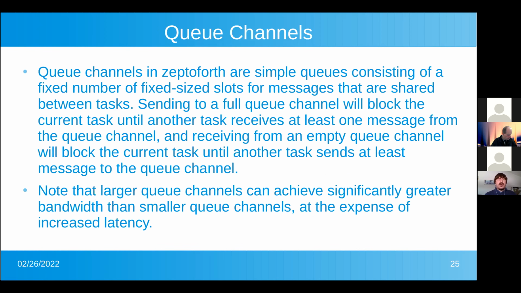Queue channels are simple queues containing a fixed number of fixed size slots for messages that are shared between tasks. Sending to a full queue channel will block the current task until another task receives at least one message. Receiving from an empty queue channel will block the current task until another task sends at least one message to the queue channel. Note that you generally want queue channels as large as possible if you care about bandwidth, whereas if you care about latency, you want very small queue channels.